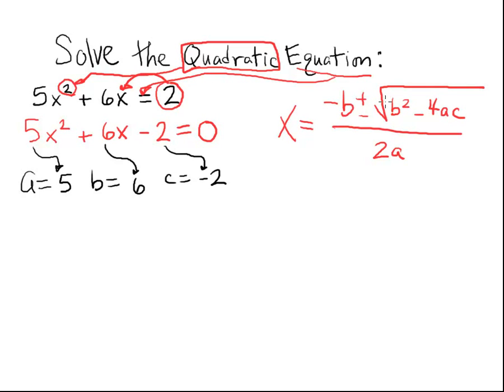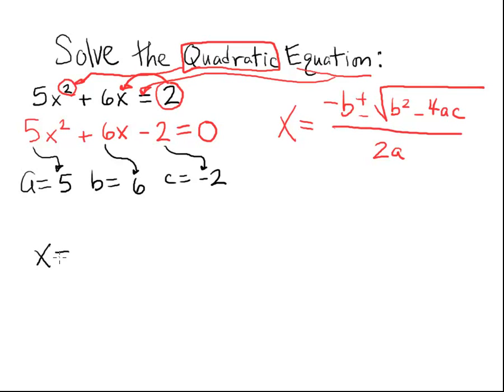Alright, we've got all the players now. Let's plug them into our formula. And I read this part of the formula here, the very first thing, as give me the opposite of B. Since my B is a 6, I want the opposite of that, which is -6. If my B was -6, then I would put +6 to begin with.